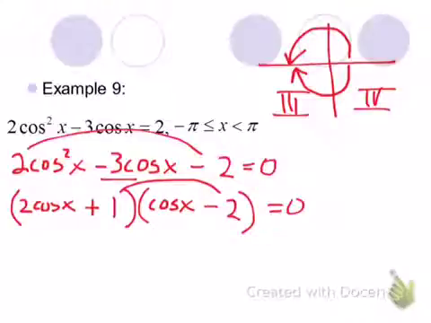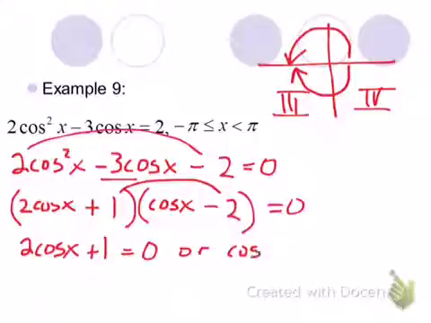All right, so then we set each of these factors equal to 0, because the 0 product rule says the only way you can multiply and get a 0 is if you're multiplying by a 0. So either 2 cosine x plus 1 is equal to 0, or cosine x minus 2 is equal to 0.